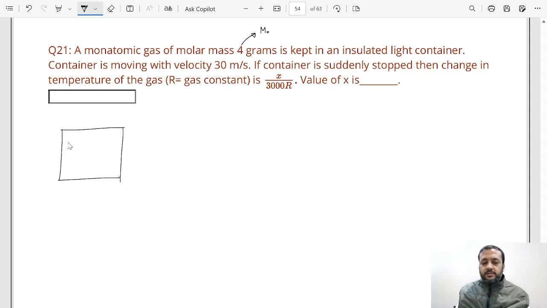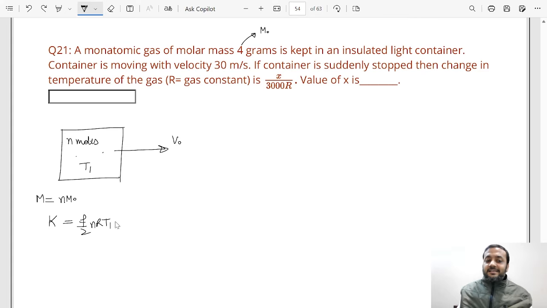Let us say we have n moles of this gas. So what is the total mass of the gas present? Total mass of the gas is the number of moles into the molar mass. Now this container is moving with the velocity 30 meter per second. So if I ask you what is the total kinetic energy of this gas, remember, the kinetic energy of the gas is F by 2 nRT. Let's say right now the temperature is T1, so F by 2 nRT1.